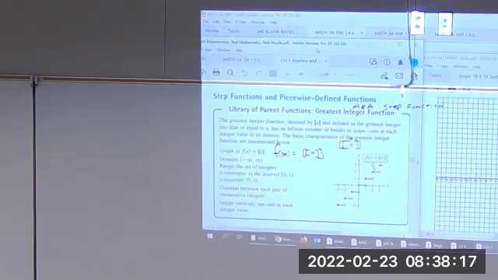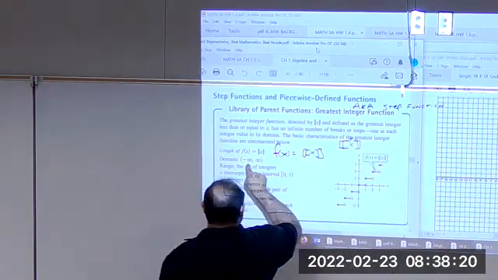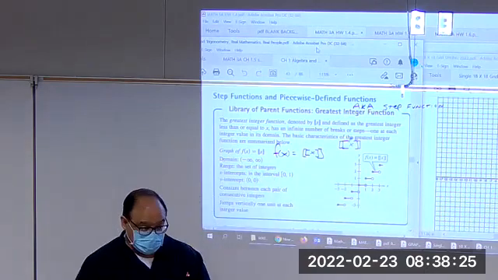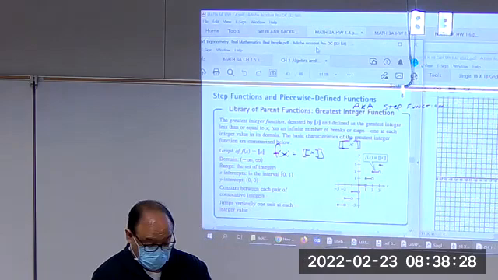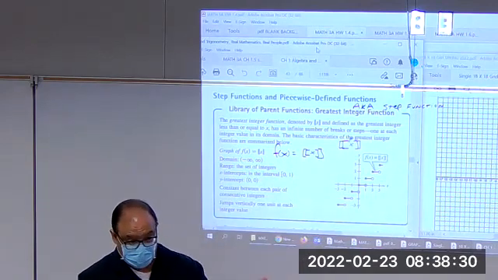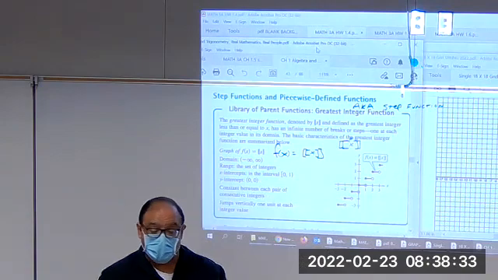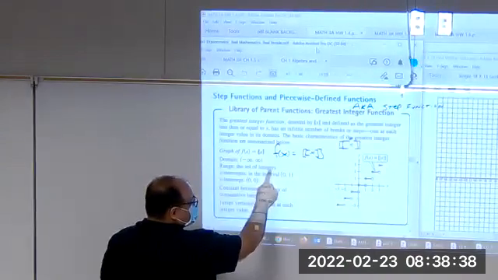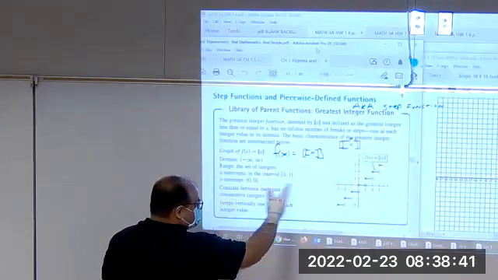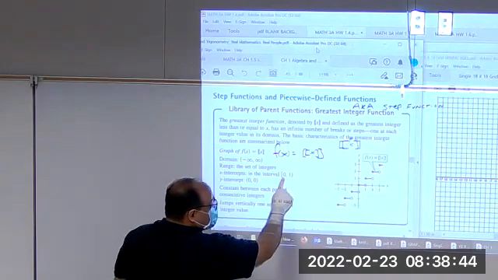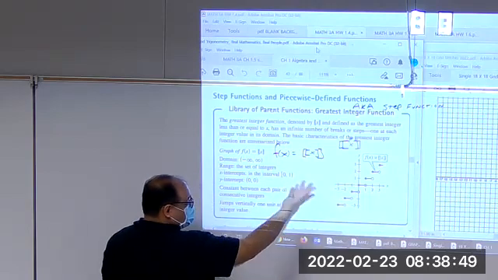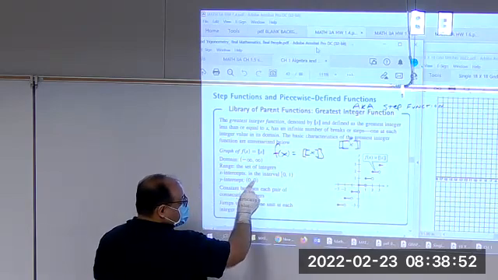So, domain, you can plug in any number into here from negative infinity to infinity. You can plug in decimals, fractions, square roots, you can plug in anything you want. But what comes out is an integer. That's the range. The range is only integers. The x-intercept is a half closed, half open interval from 0 to 1, and we'll see that in a second. And the y-intercept is exactly the ordered pair 0, 0.